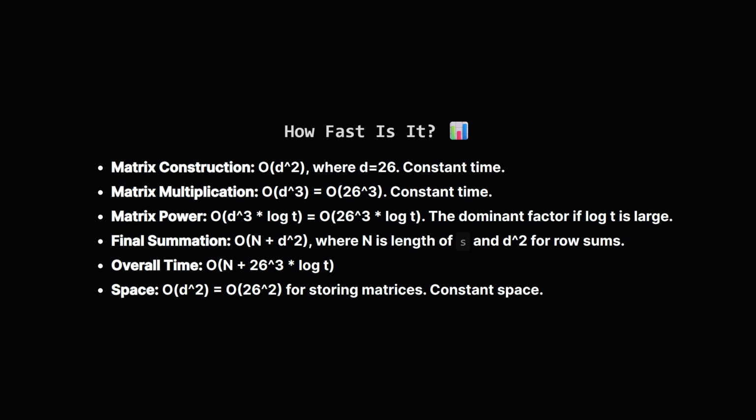Calculating the row sums takes about 26 squared time. Finally, summing the results for the initial string takes time proportional to the length of s, let's call it n. So the total time complexity is roughly big O of n plus 26 cubed times log t. Since 26 cubed is a constant, we can think of this as order n plus log t time complexity. This is much faster than the original order n times t simulation, or the order 26 times t DP approach, when t is huge.